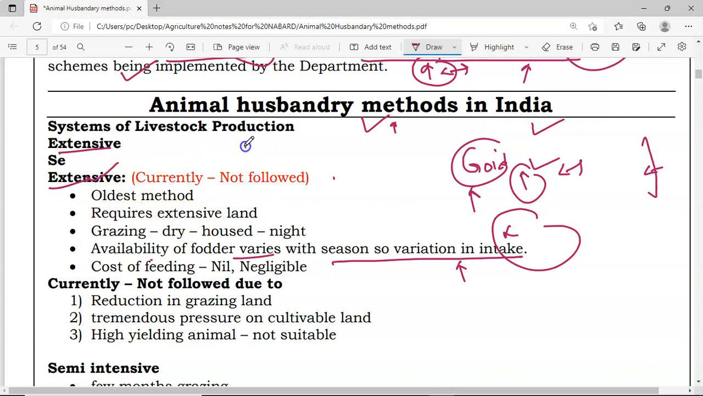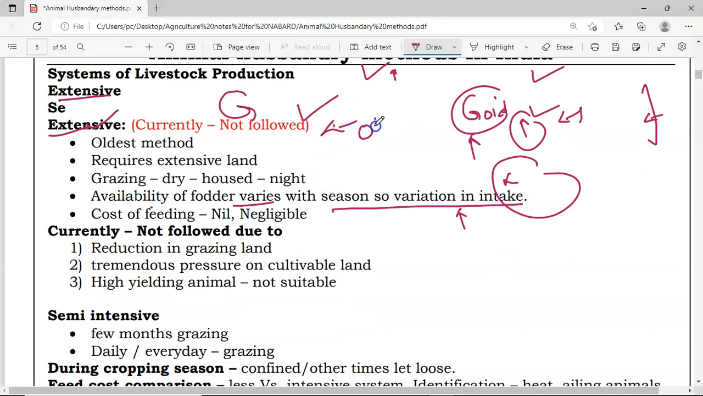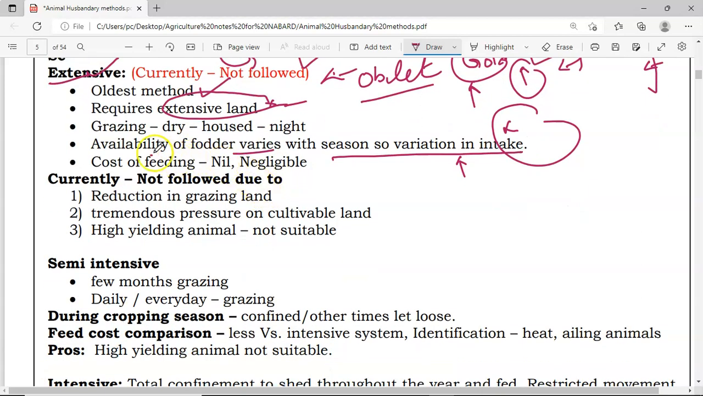Under this method, first of all, this method is not followed in our country right now because it is obsolete. I will discuss the reason behind this. First of all, there are some features of this method. It is the oldest method. It requires extensive land for animal husbandry. Grazing, dry house, night house, etc. are required for this method.